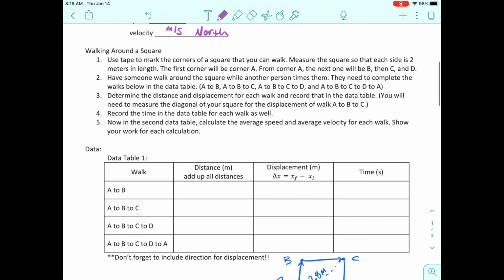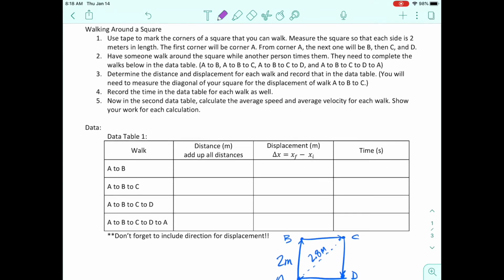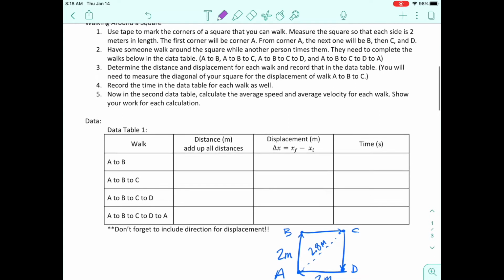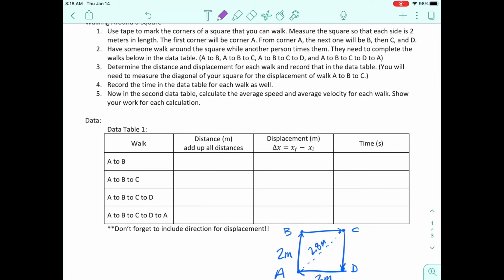Okay, now this is what we actually did in class. So we walked around a square. So use tape to mark the corners of a square that you can walk. Measure the square so that each side is 2 meters in length. The first corner will be corner A. From corner A, the next will be B, then C, and D. Have someone walk around the square while another person times them. They need to complete the walks below in the data table.